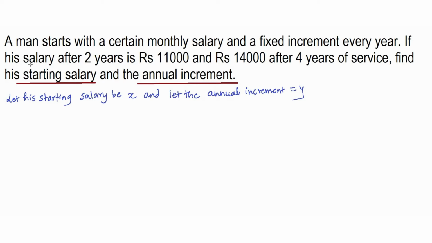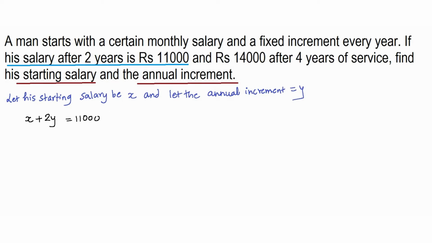So his salary after 2 years basically will be the starting salary. So the starting salary is X, and in 2 years he is going to receive increment 2 times, right? So every year he receives an increment of Y. So in 2 years he will receive an increment of 2Y. So this would be X plus 2Y is equal to 11,000.